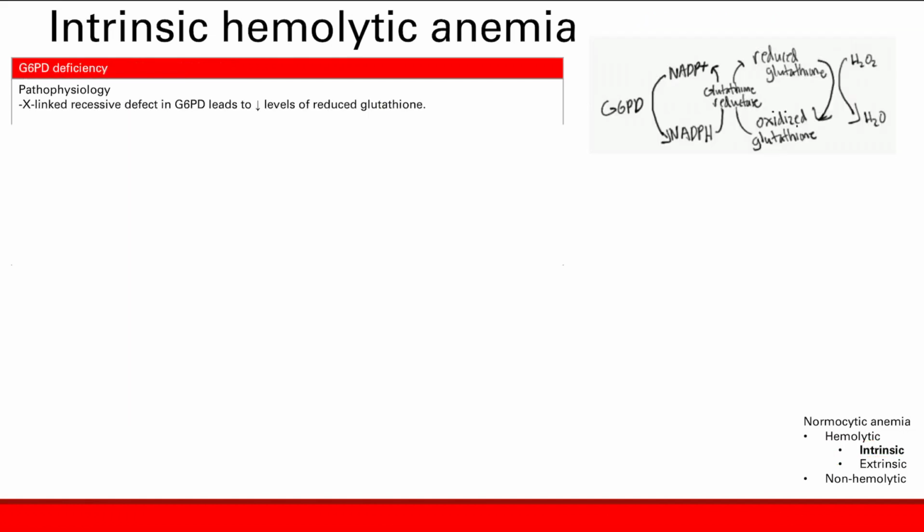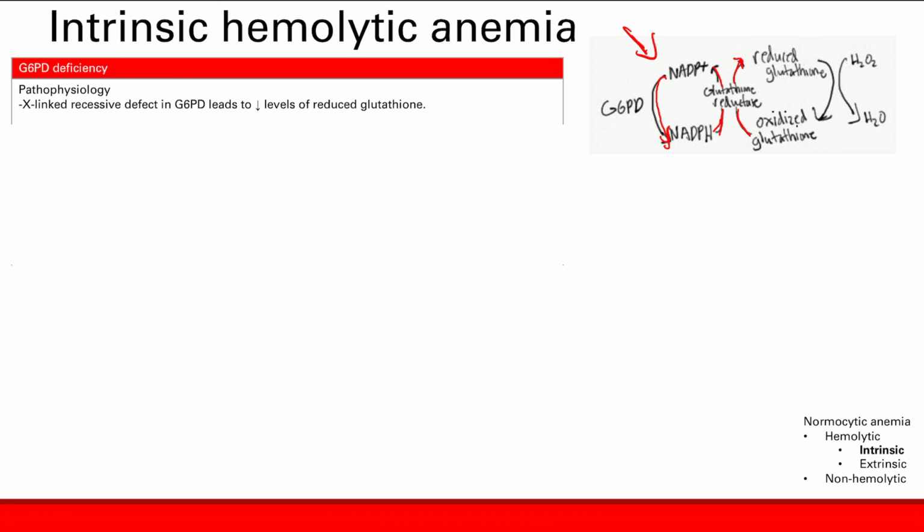Next is G6PD deficiency. This is an X-linked recessive defect in the G6PD enzyme. What this leads to is reduced glutathione. And this is the biochemical reaction that causes that. So G6PD, you need it, basically it helps you get NADPH, and you need NADPH in the co-reaction to reduce glutathione.